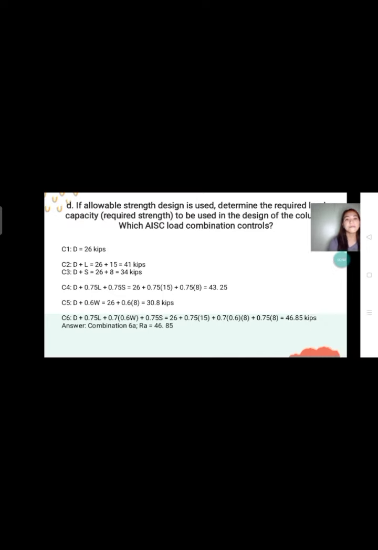The combination 5, D plus 0.6W, is equal to 26 plus 0.6 times 8. It will be equal to 30.8 kips. For the last combination, number 6, D plus 0.75L plus 0.75 times 0.6W plus 0.75S is equal to 46.85. So, among the 6 combinations, the largest will be combination 6, and it will be equal to 46.85, which is the value of our required strength.